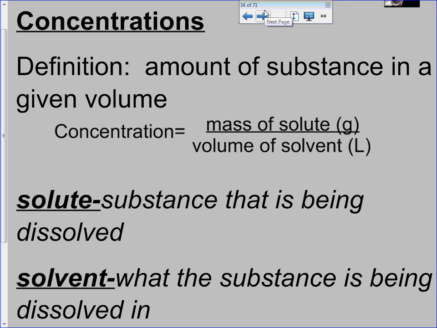Think of when you're mixing salt water. The solute would be the salt. You're putting a teaspoon of salt into hot water. That is what's going to be dissolved. The solvent would be the hot water, because that's what the salt will be dissolved in. So the solvent's always going to be a volume. The solute will usually be in grams.